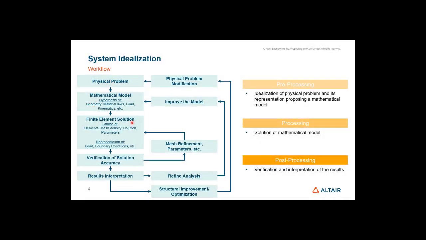We've talked about only these three blocks right here on the top part. But after our finite element solution, we need to verify the solution accuracy and results, interpret those results. In case we feel there are more things to be added in that solution, we need to refine our analysis. And two ways of doing that is improving the mathematical model, or even modifying our physical problem itself. So this is what we did in our case. We modified our physical problem, and therefore we received different results due to that. And this is something that you also need to take into account whenever you're doing this system idealization stuff.